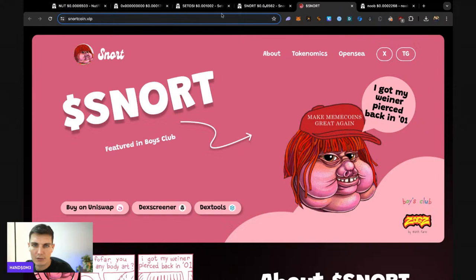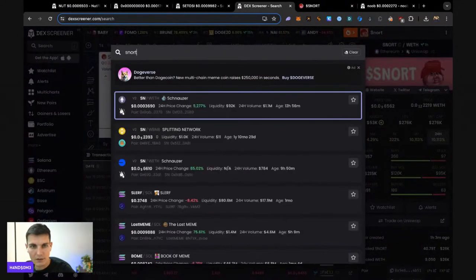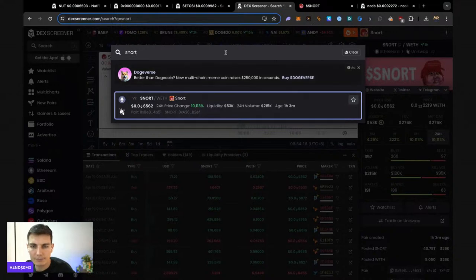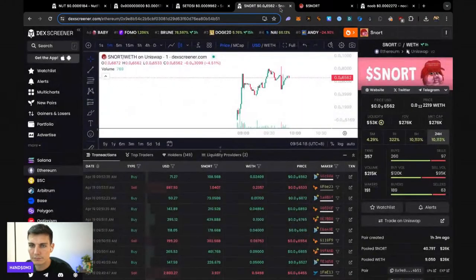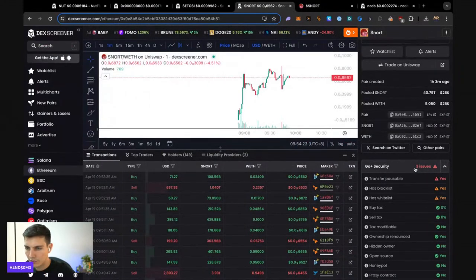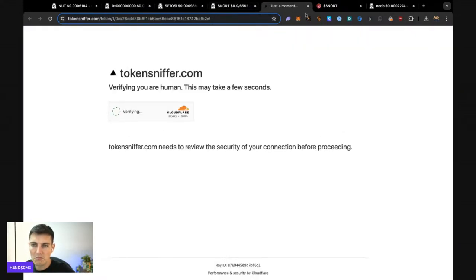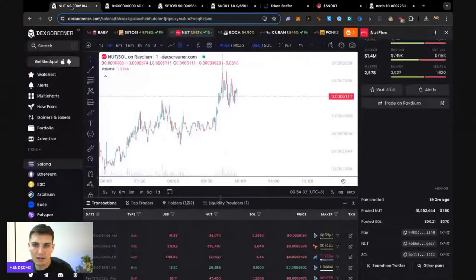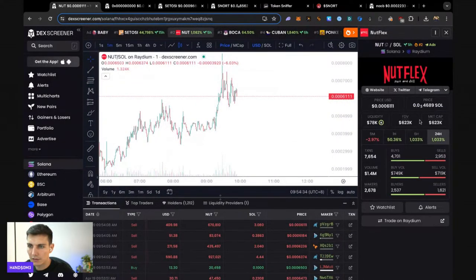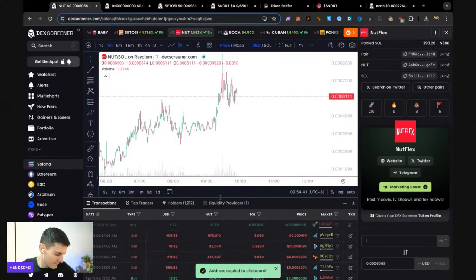I think this one, I saw it before. That pig. No? Transfer, blacklist, okay. Token Sniffer 0 out of 100. I'm not convinced. I'm not convinced. They pay for the marketing boost here.